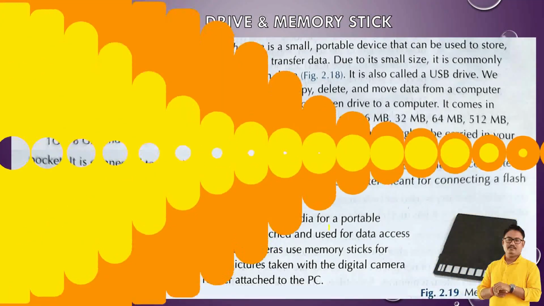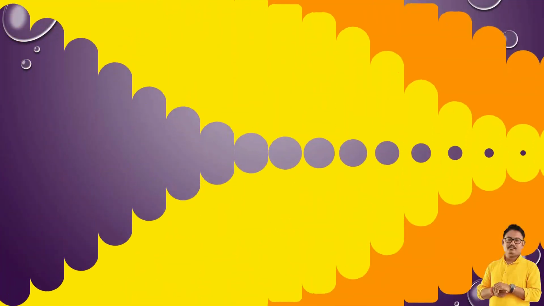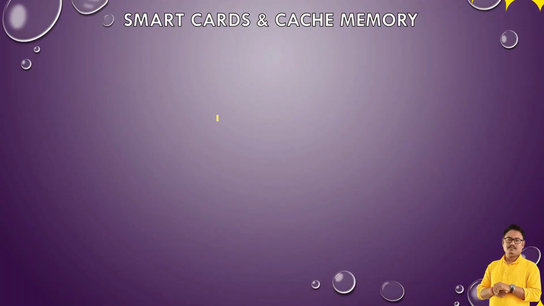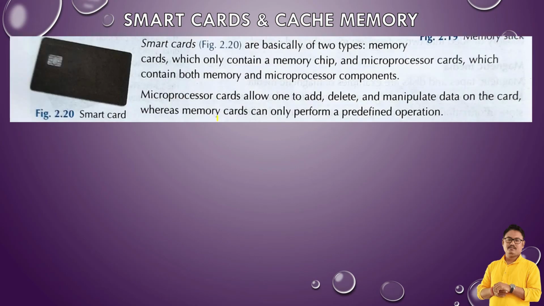Okay, so proceed to the next. Next is smart cards and cache memory. What are smart cards and cache memory? Let us see that. The smart cards are basically of two types: memory card, which only contains a memory chip, and microprocessor card, which contains both memory and microprocessor components.